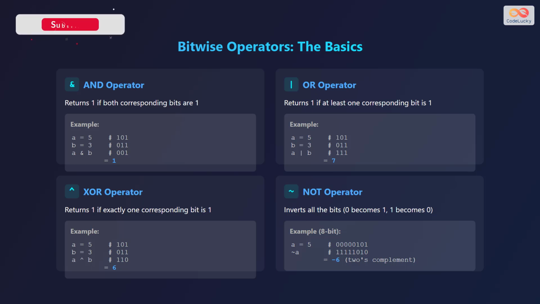The NOT operator inverts all the bits. 0 becomes 1 and 1 becomes 0. For example, if A equals 5, which is 00000101 in 8-bit binary, then NOT A results in 11111010, which equals -6, using 2's complement representation.